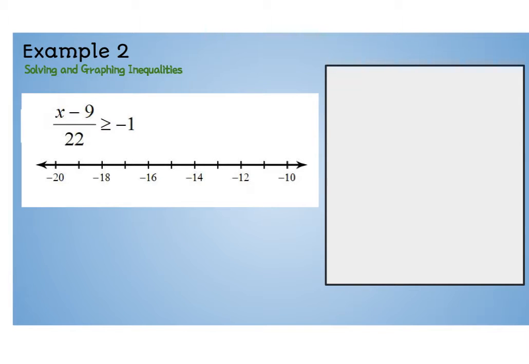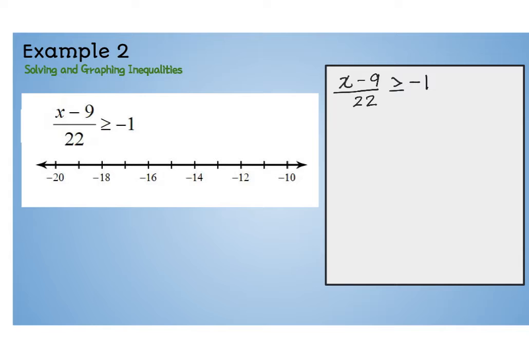Moving on to example 2. For this inequality, we're going to have to undo the division first and then undo the subtraction that is on top. So I'm going to complete my work over here on the side. So we have (x minus 9) divided by 22 is greater than or equal to negative 1.